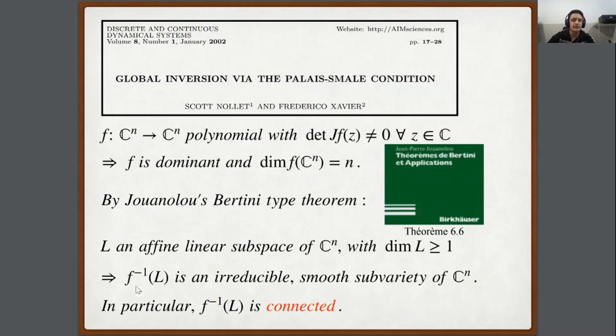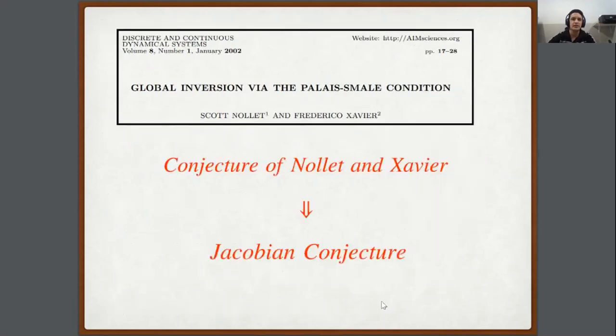then the preimage is an irreducible smooth subvariety of Cn, and in particular this preimage is connected. And so with this argument, Nollet and Xavier concluded that the veracity of their conjecture implies the veracity of the Jacobian conjecture.